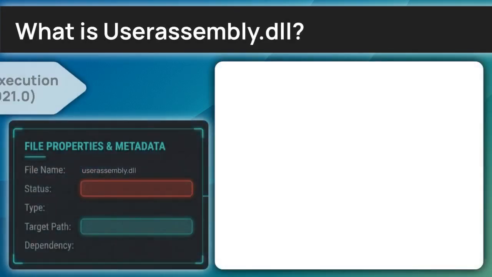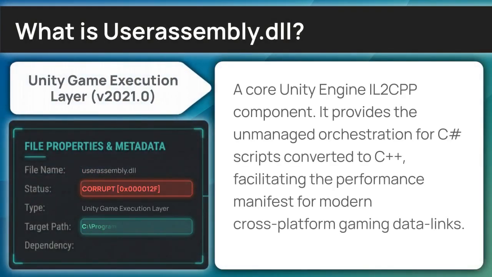This is the Userassembly, a core Unity Engine IL2CPP component. It provides the unmanaged orchestration for C# scripts converted to C++, facilitating the performance manifest for modern cross-platform gaming data links. Understanding the file's role is a great start. Now let's look at replacing it.